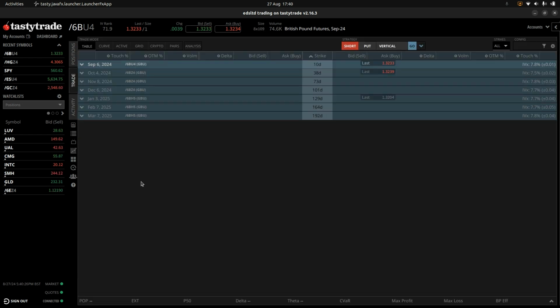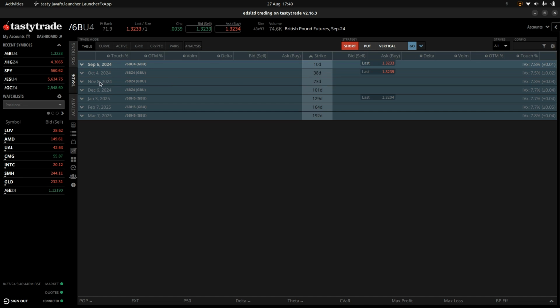So once we've pulled up our options chain here, we want to have a look at, obviously, which expiration is closest to 45 days. So we're in a bit of a tricky situation here because we've got 38 and 73 days. Either one will be fine.